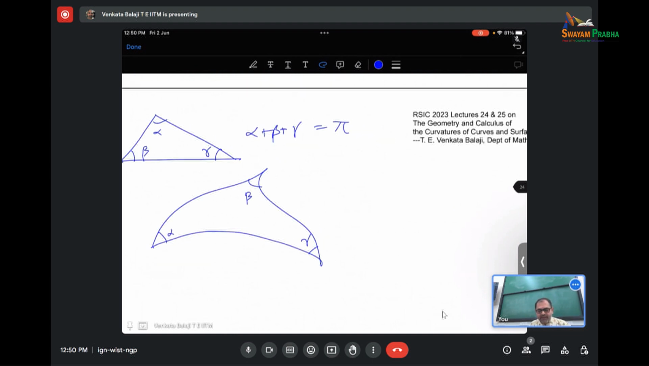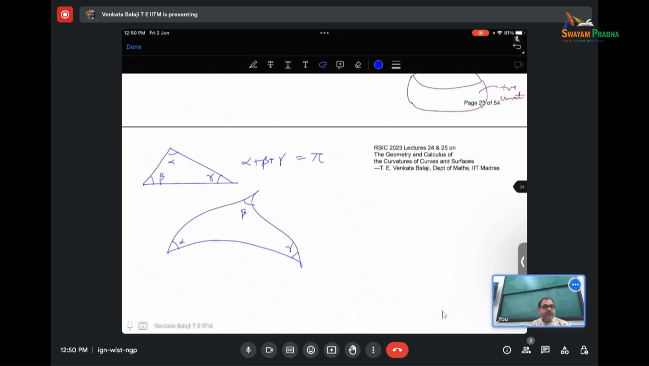So now the question is, how is alpha plus beta plus gamma related? Obviously, you should not expect to get pi. And it's going to be distorted because these are not straight lines, there's some curvature. So curvature is going to play a role. How exactly is the curvature playing a role? That is also a particular case of the Gauss-Bonnet theorem.